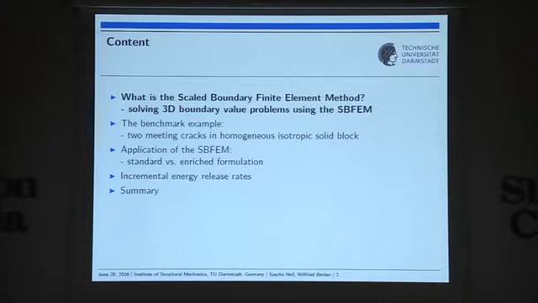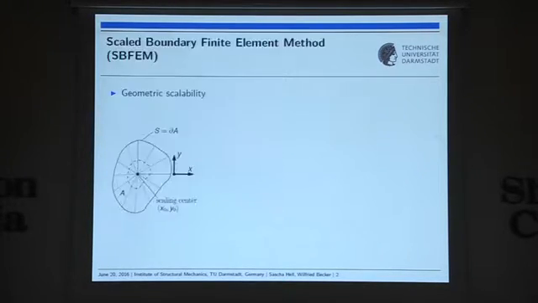I start with the scaled boundary finite element method and the introduction to it. The scaled boundary finite element method actually is a semi-analytical finite element method, but it has a major additional requirement, which is the geometric scalability. Geometric scalability means that there must be a point, the so-called scaling center, within your body, from which you can draw a line to any point on the boundary without actually crossing it. So we can actually see it here.